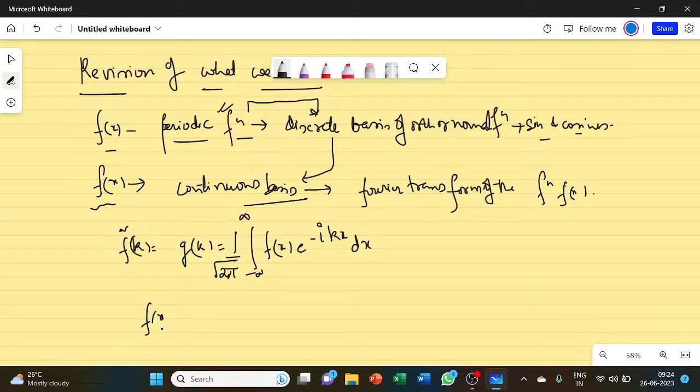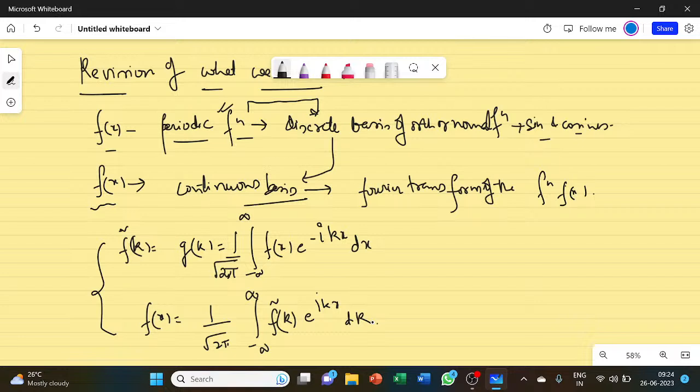And the inverse Fourier transform, you say this also Fourier transform, so both are Fourier transforms of each other. So this will be like 1 upon the integral from minus infinity to plus infinity of f tilde k, and I can write e to the power iota kx dk. Okay, so this is one thing.